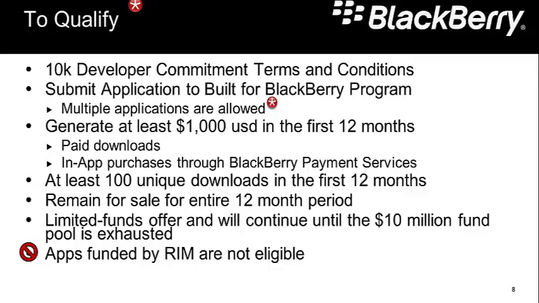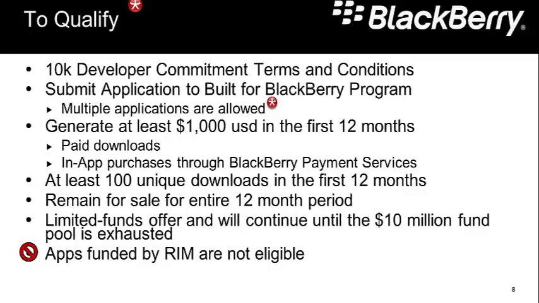So that's one of the qualifications, is you have to generate at least $1,000 USD in the first 12 months from your net revenue share. This $1,000 is from paid downloads and or in-app purchases through the BlackBerry payment services. You also need to have at least 100 unique downloads in the first 12 months and remain for sale for the entire 12-month period. This is a limited funds offer and will continue until the $10 million fund pool is exhausted, and apps funded by RIM are not eligible.